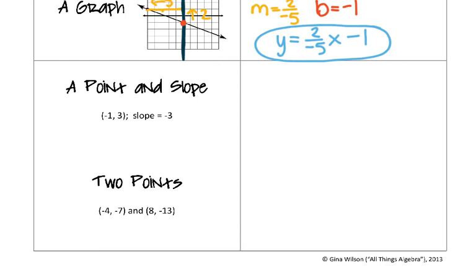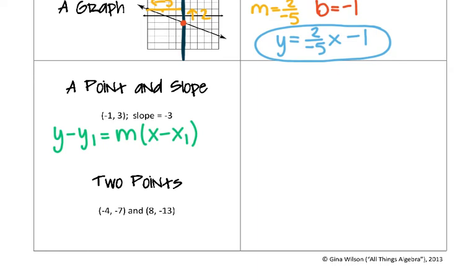Y equals mx plus b is slope-intercept form, and that's good when you have the slope and the y-intercept. But for a point and a slope and two points, you actually want to use a new form that you haven't seen before, which is called point-slope form. So I'm going to write it in this box. It's y minus y1 equals m times x minus x1. And you will use this formula to get it into y equals mx plus b, but you have to use this one to plug into first.